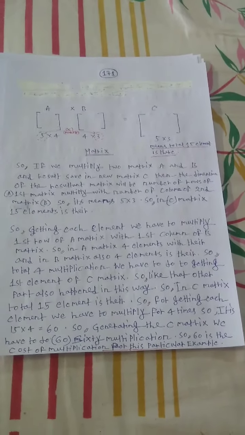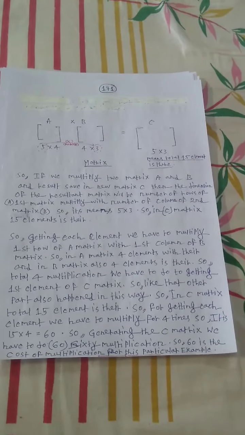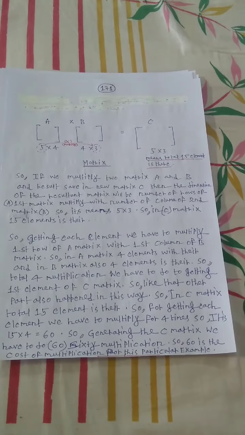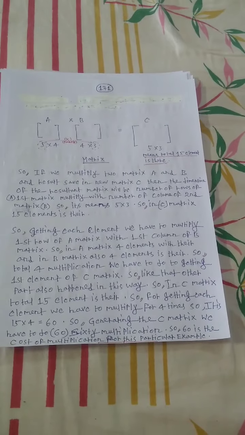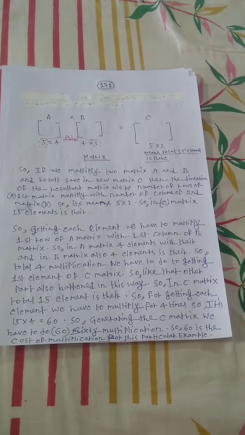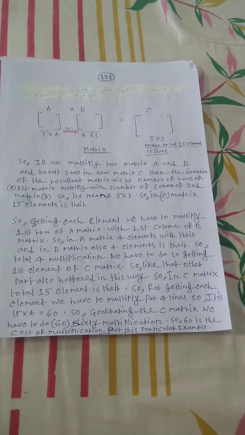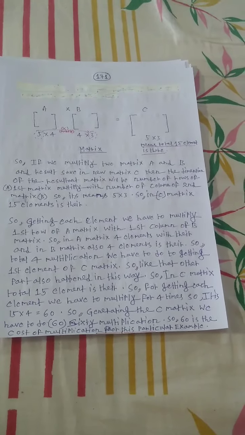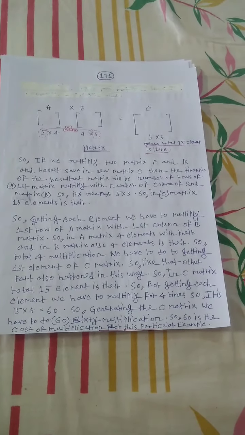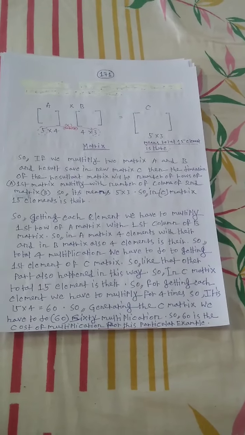To get each element we have to multiply the first row of the A matrix with the first column of the B matrix. The A matrix has 4 elements there, and the B matrix also has 4 elements. So in total 4 multiplications we have to do to get the first element of the C matrix. Other elements are obtained in the same way. In the C matrix there are 15 elements, and for each element we have to multiply 4 times. So 15 into 4 is equal to 60. So to generate the C matrix we have to do 60 multiplications. So 60 is the cost of multiplication for this particular example.